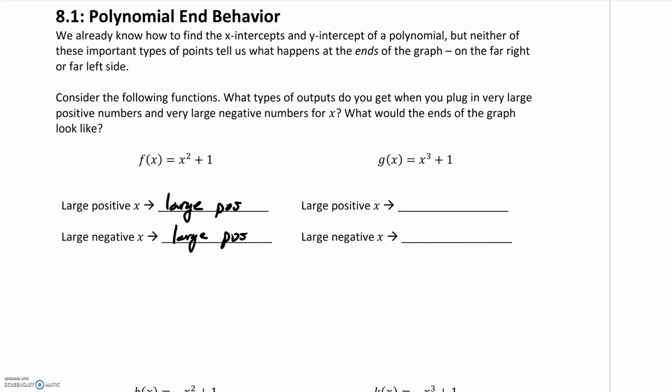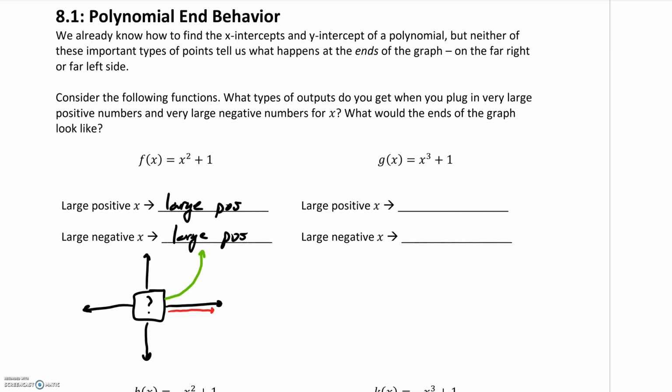Okay, let's think about what this looks like graphically. So graphically, right, we're going to have some stuff in the middle near the origin. We're not sure what it looks like. But when I put in very large positive values for x, I'm going to get very large positive values for y out, right? Very large positive values for x is going to lead to large positive values for y. So my graph is going to go up this way.